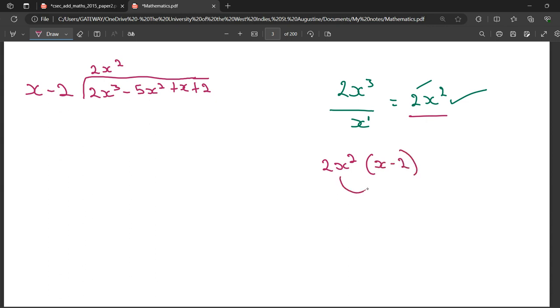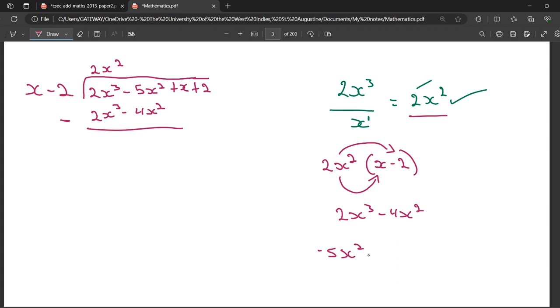2x squared times x will be 2x cubed, and 2x squared by negative 2 will be negative 4x squared. So you can put that in here. So we put in 2x cubed minus 4x squared. What you're going to have to do now is minus, coming down. 2x cubed minus 2x cubed would be 0. Negative 5x squared minus negative 4x squared.